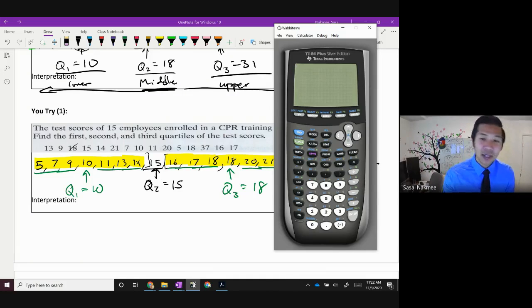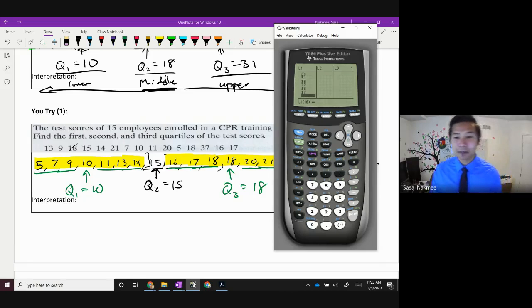So right here, I have all my numbers. I need to put them into a list. Very easy stuff. If you remember how to put numbers into a list, it's the same way for finding these as well. We go to Stat, and we go to Edit, and we type in all the numbers that we have here. So 13, 9, 18, 15, 14, 21, 7, 10, 11, 20, 5, 18, 37, 16, and 17, right? This program does not care if you have them in order or not, okay?